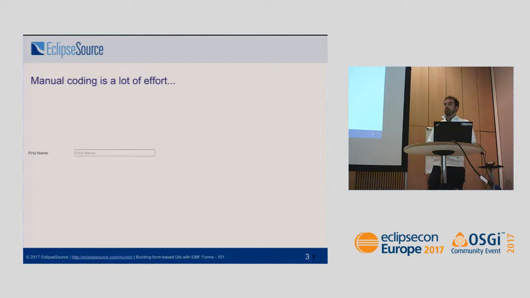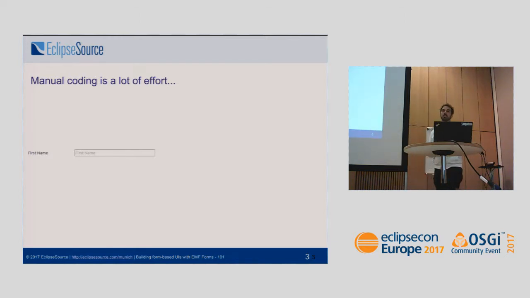Now, it's surprising to see how much effort it is to manually code those forms. If you get started with this, it always sounds very simple to just code a form-based UI, but you end up with a lot of code. So let's take a simple example. The most simple form that we can imagine, just with one control, a label and a text field. So how much code is that?